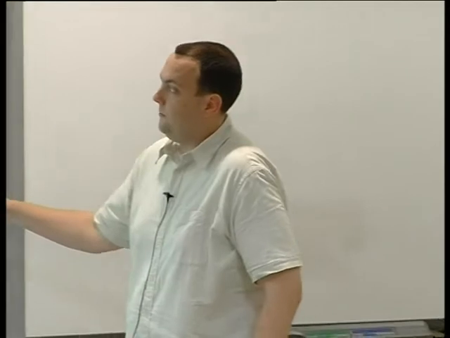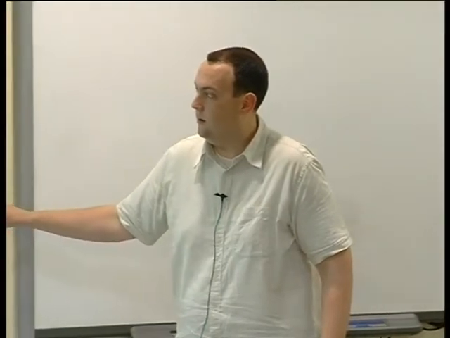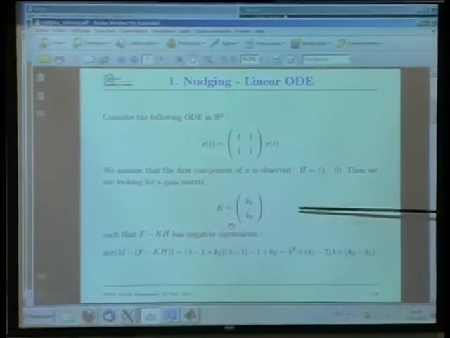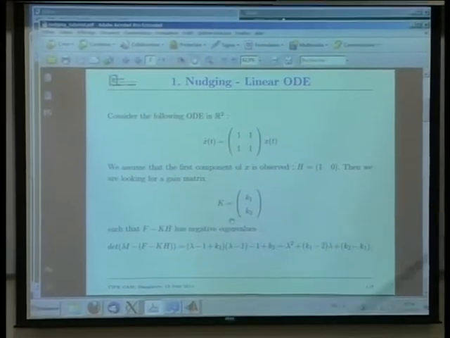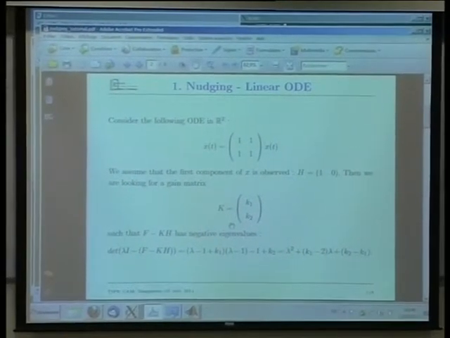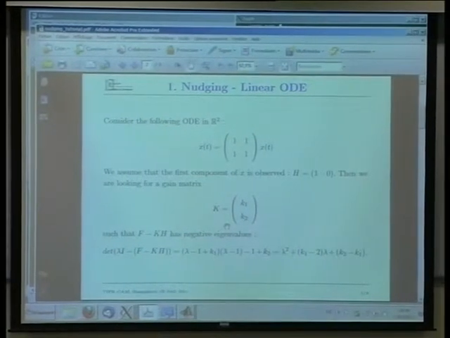So the first one is this very simple ODE in dimension 2, where we assume, so it's the example I showed on Friday. We assume that the first component of x is observed, so h is simply 1, 0. And K is a 2 by 1 matrix, and we are looking for a matrix K such that F minus KH is stable, has negative eigenvalues. Okay, so you will find this document on the website.